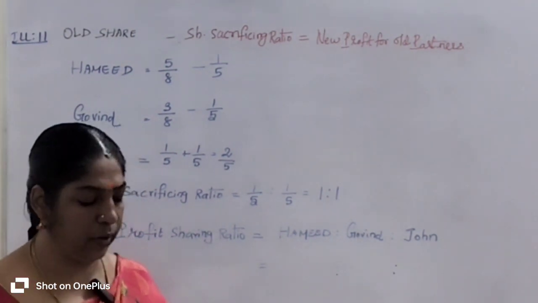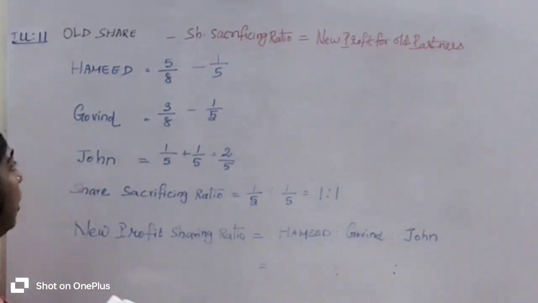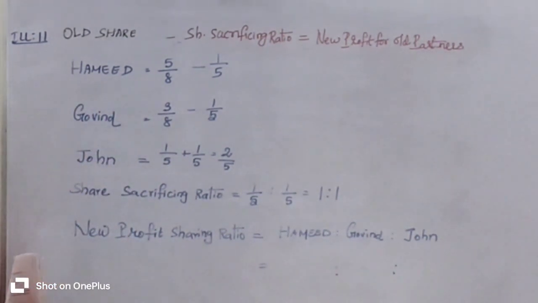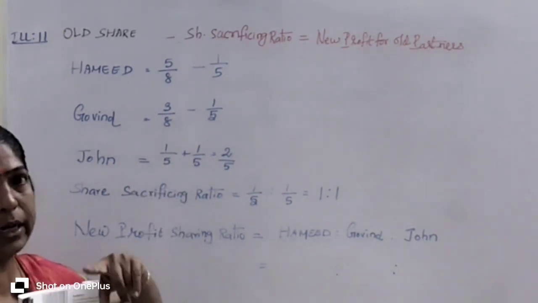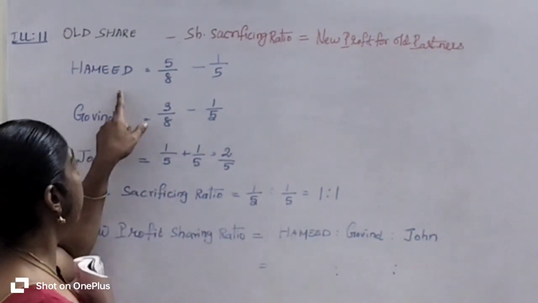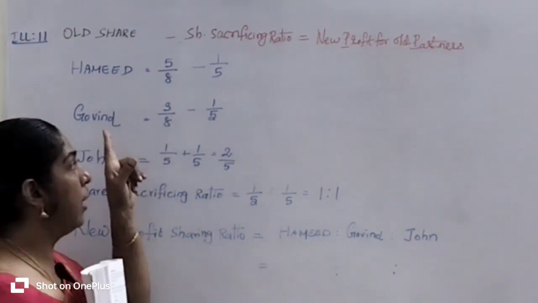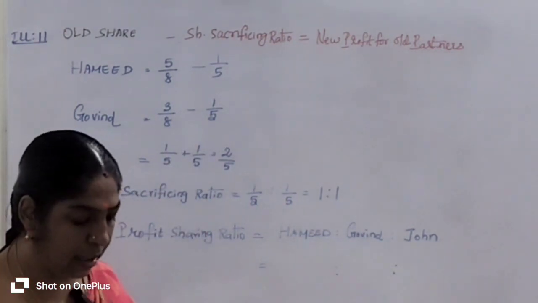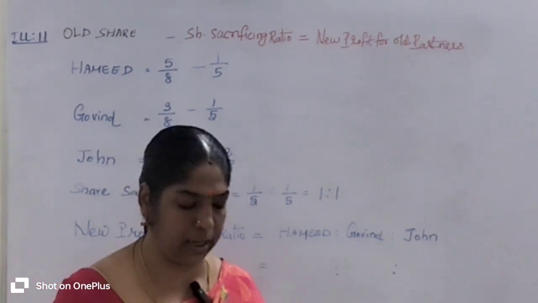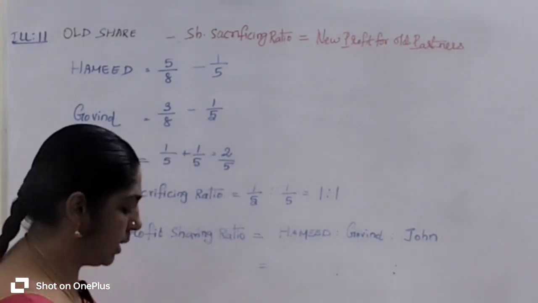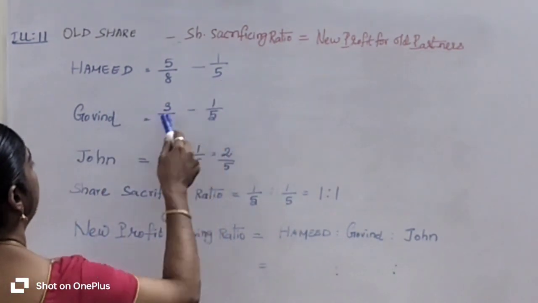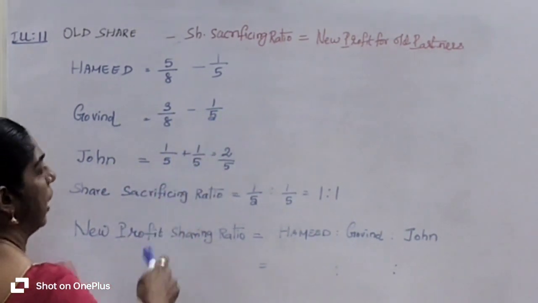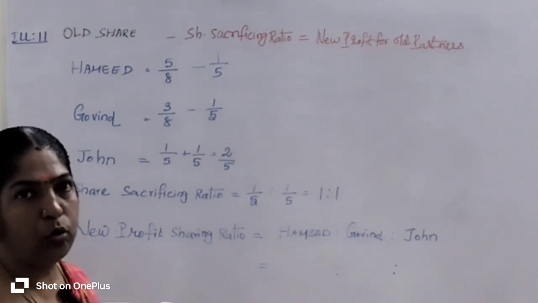Amit and Govind are old partners whose profit sharing ratio is 5:3. 5:3 means 5 plus 3, you will get 8. So Amit's old profit sharing ratio is 5/8 and Govind's old profit sharing ratio is 3/8. Then they admit John as a new partner. John acquires 1/5 share of profit from Amit and 1/5 share of profit from Govind.